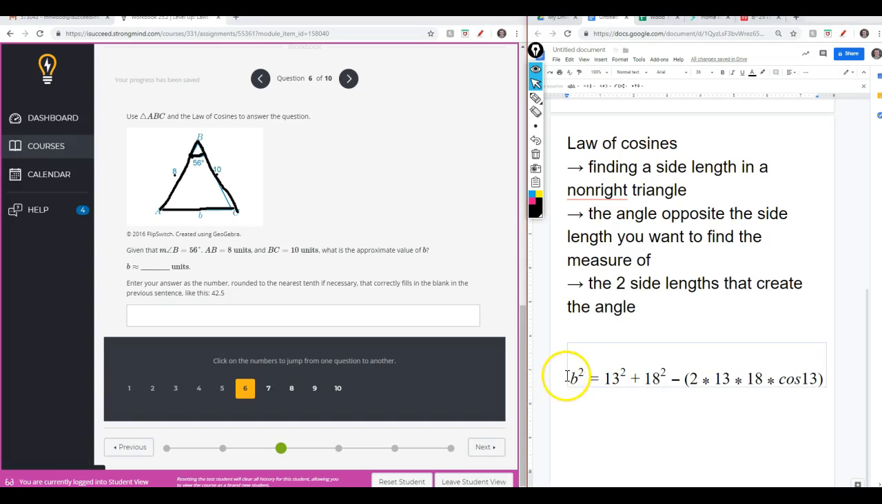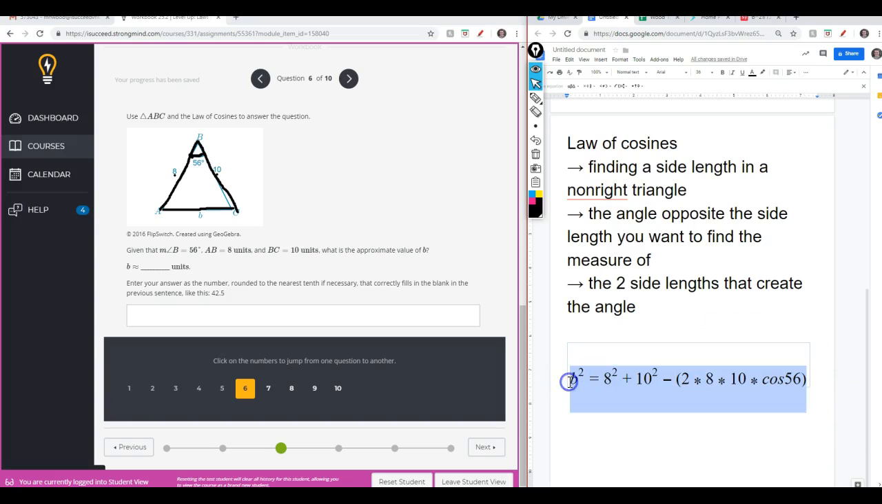We have our unknown side being squared, which is equal to our known side lengths being squared, minus 2 times our side length times the other side length, again times cosine of the angle opposite the side length we're wanting to find, which is 56 degrees.